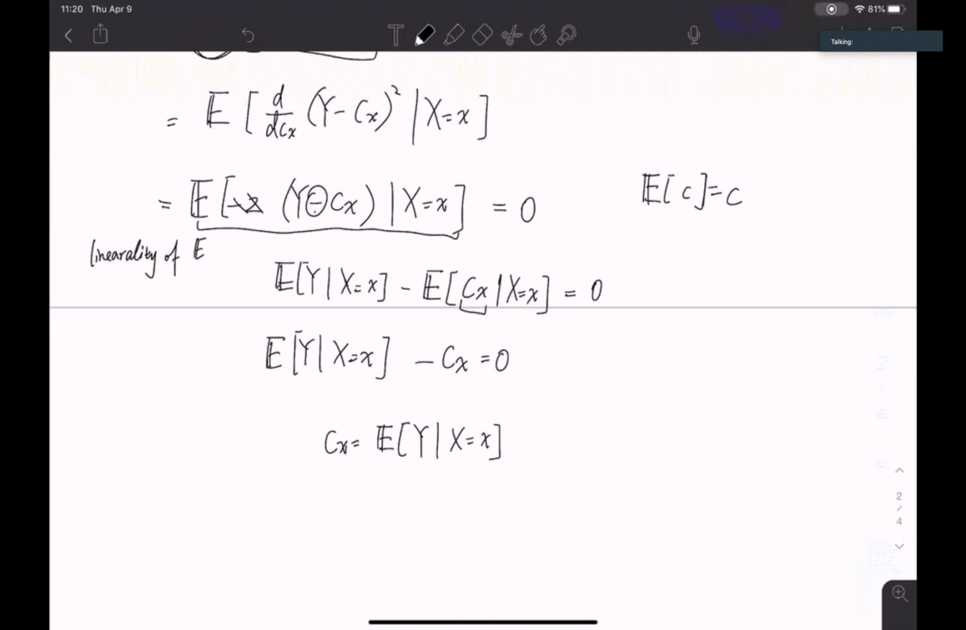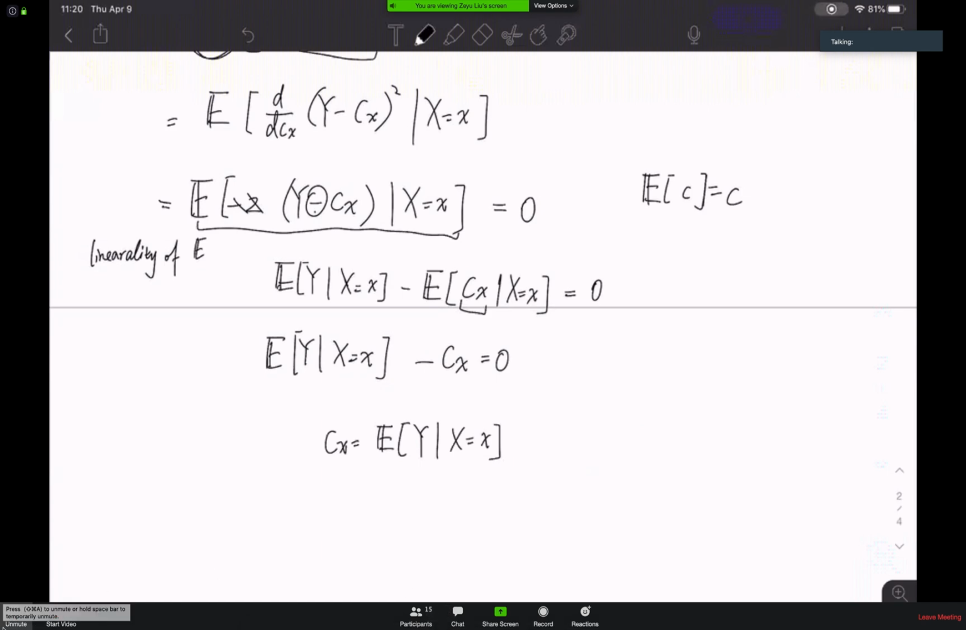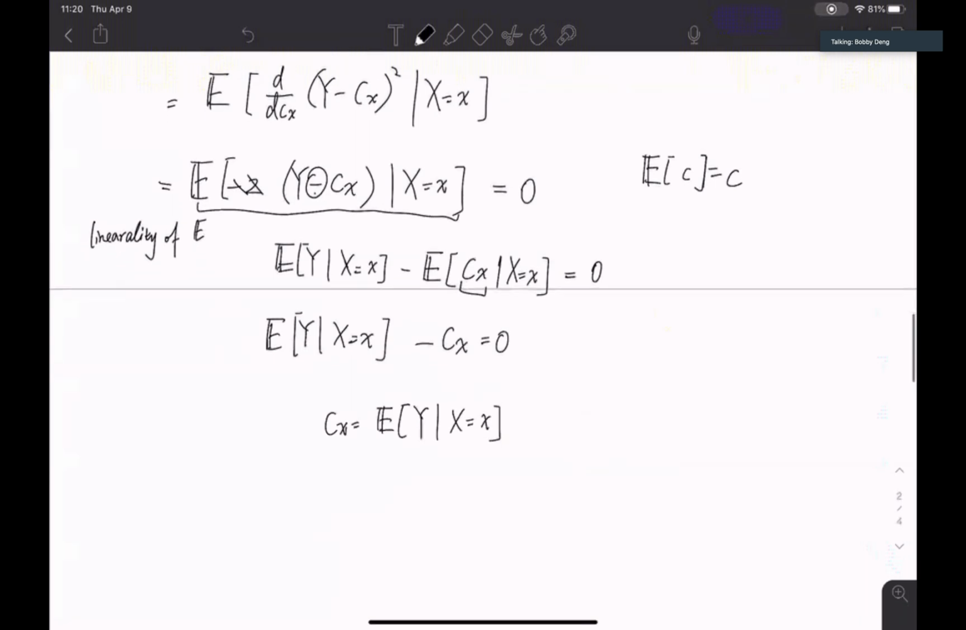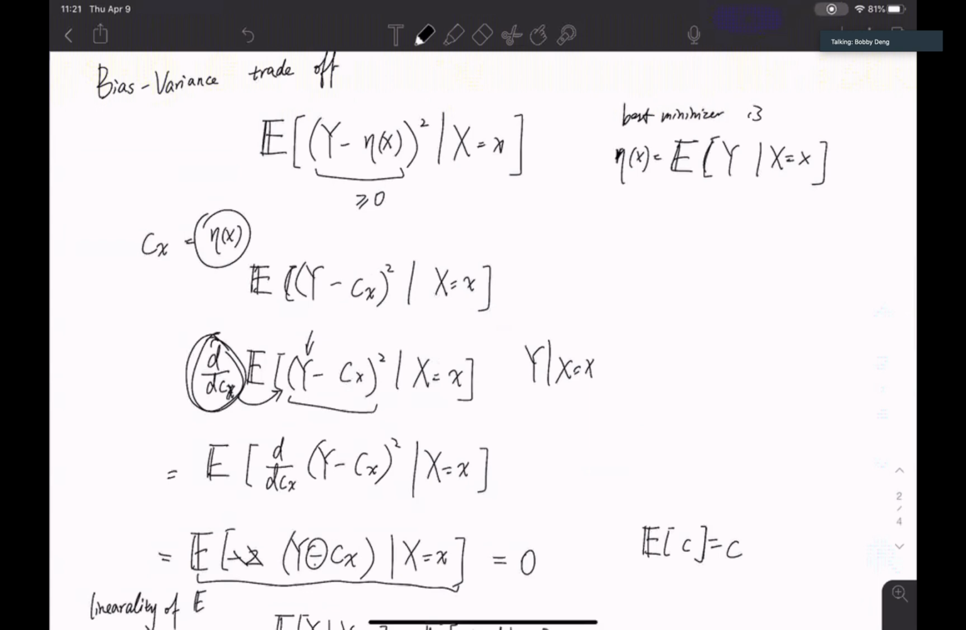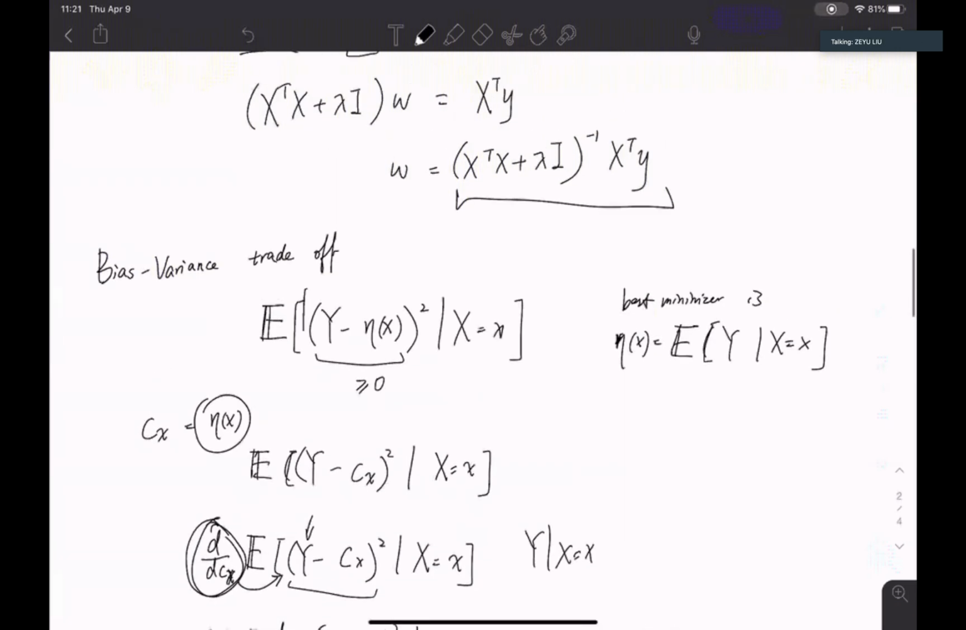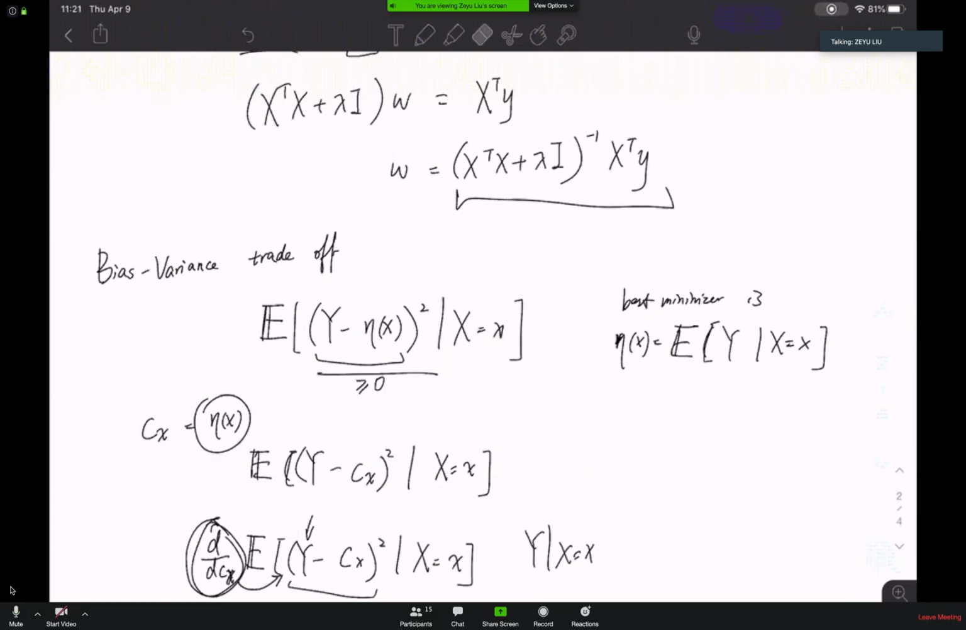Are there any more questions? Yes. So the truth, or you can see eta x as the true function, or the best model you can ever get, in terms of minimizing this loss. Yeah. Any more questions?